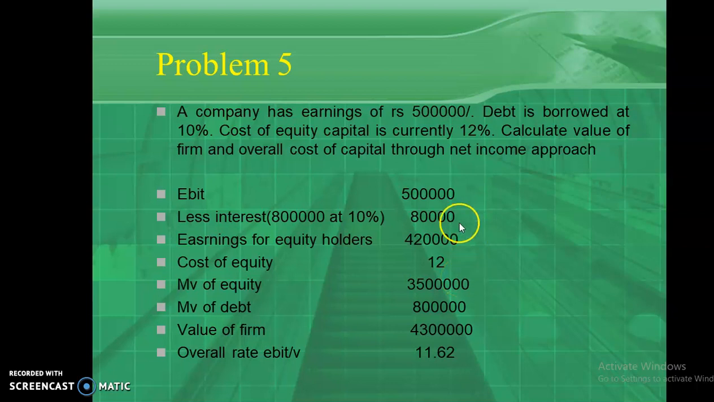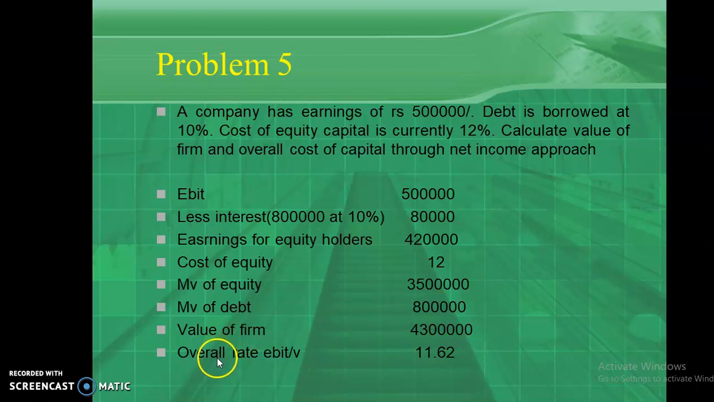And what is actually the market value of debt? Is it given or not? It can be calculated. Market value of debt equals interest divided by the interest rate. So you will get 8 lakh rupees. Then you can add both of these together. You will get 43 lakh rupees. That is actually the value of the firm.